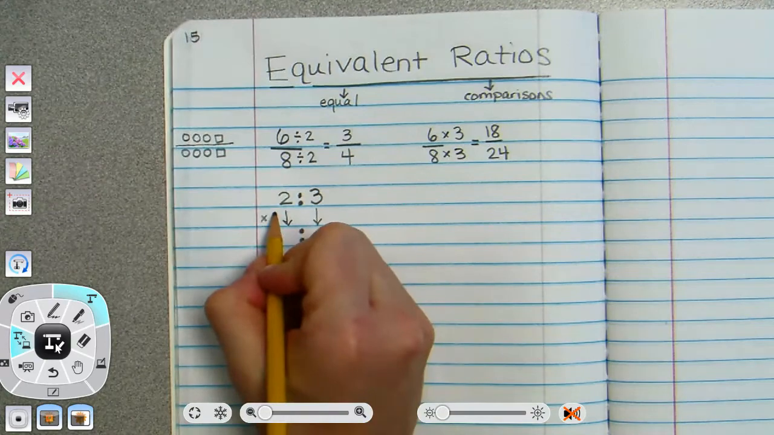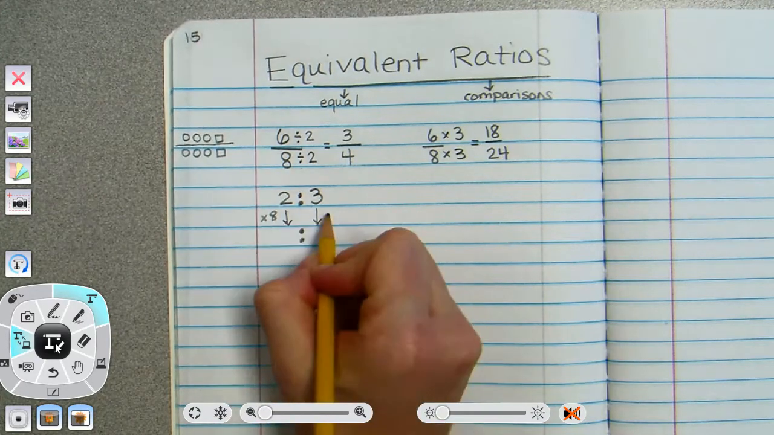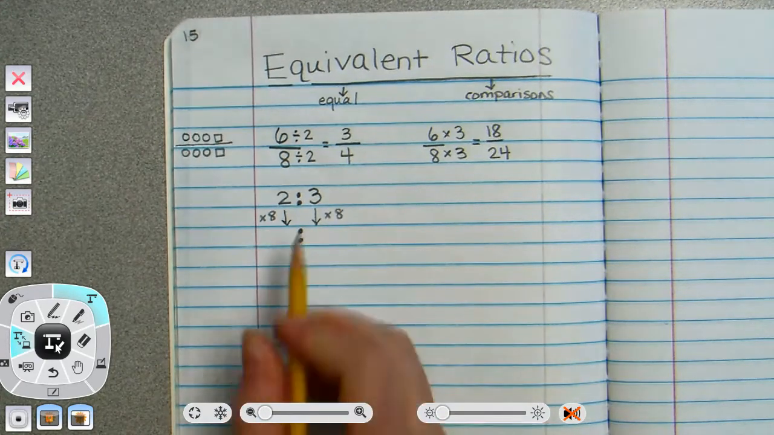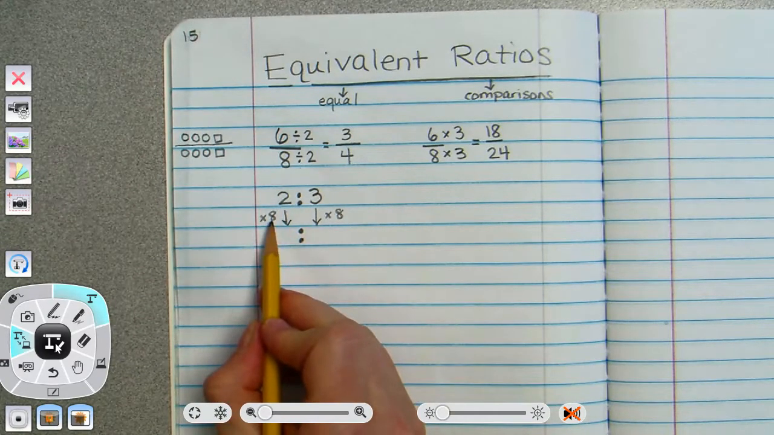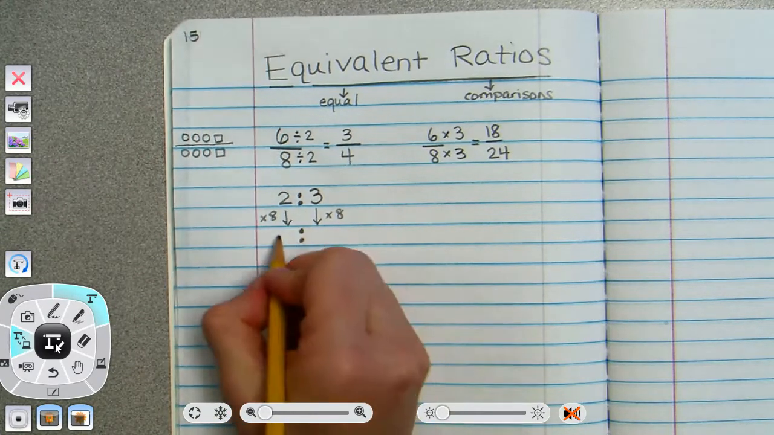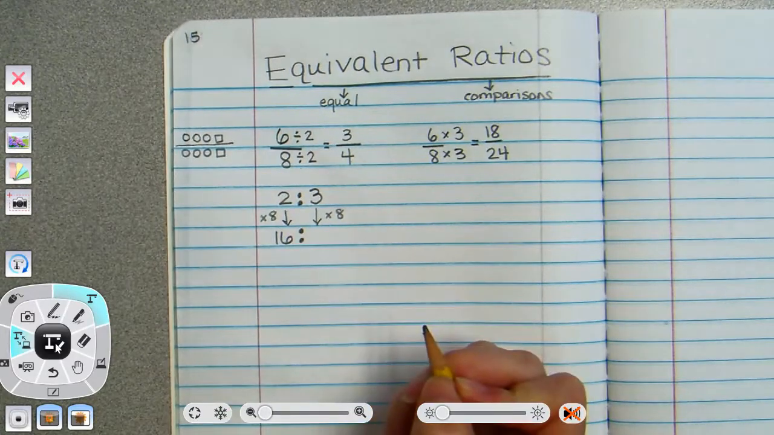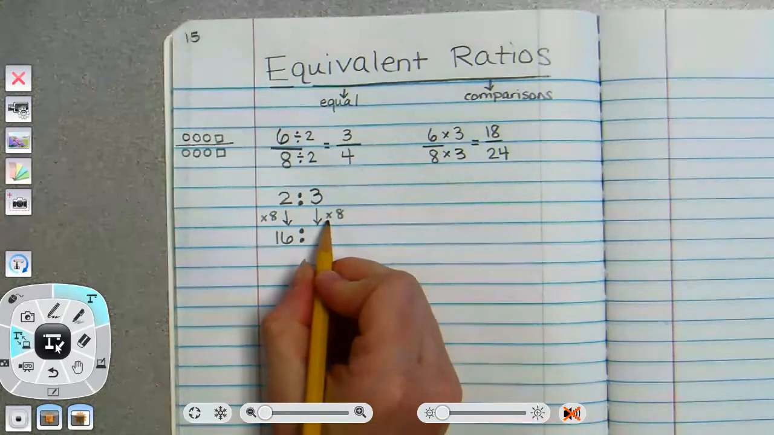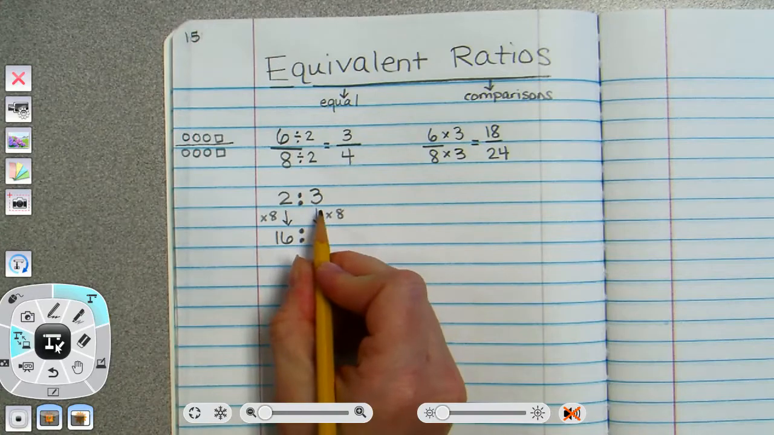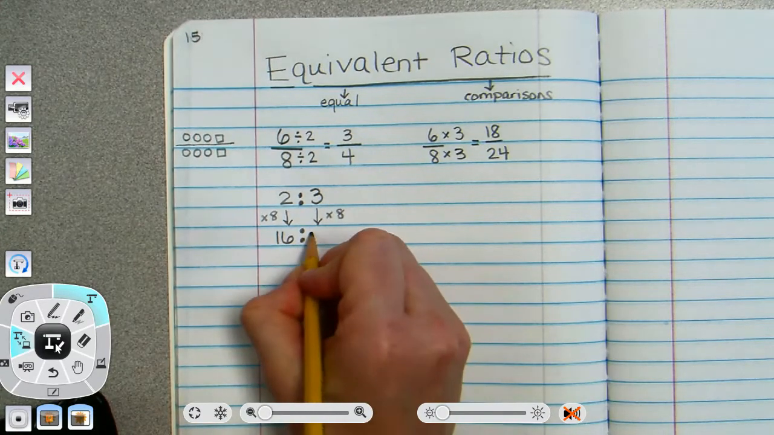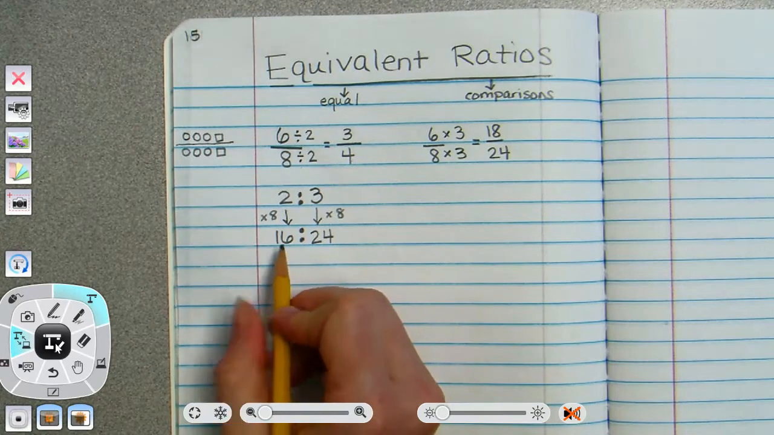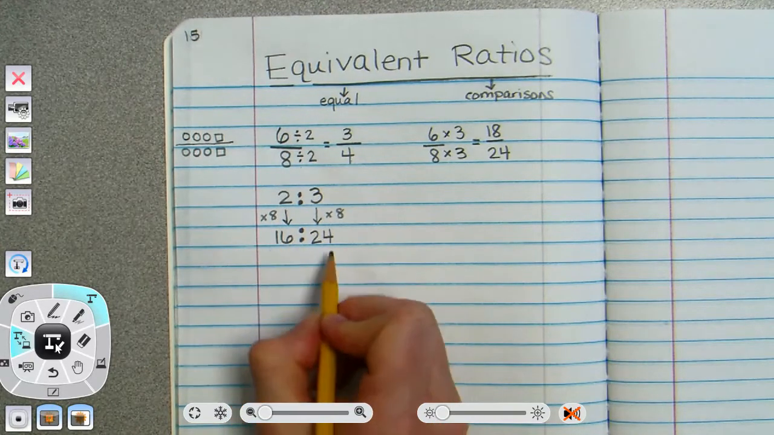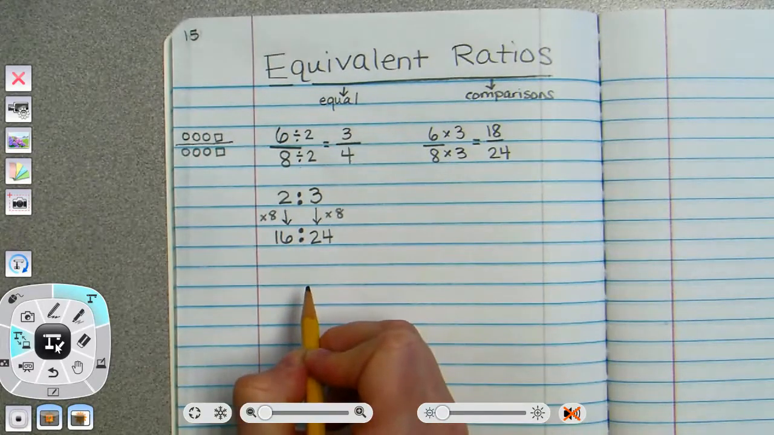Let's multiply by 8 on both sides. So over here, we have 2 cups of flour times 8. We're going to make 8 recipes. 2 times 8 is 16 cups of flour. Now, we have to do 8 times the sugar as well to make sure it tastes right. 8 times 3 is 24. So if I needed to make 8 recipes, I'd need a total of 16 cups flour and 24 cups sugar.